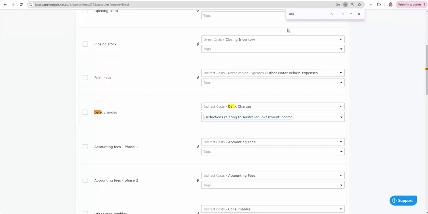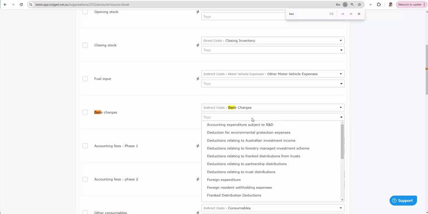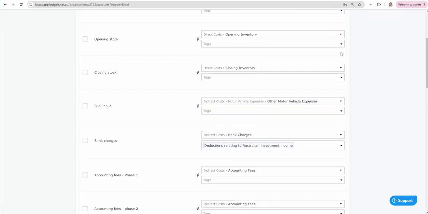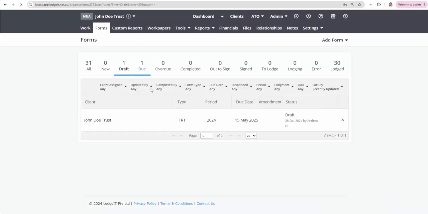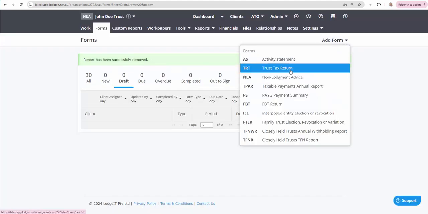so I'll just go Control F to find my bank charges, and you can see I've classified them to indirect cost bank charges, but I've tagged them as deductions relating to Australian investment income. You'll see why in a moment. So now if we head over to Forms, let's just start this from scratch.